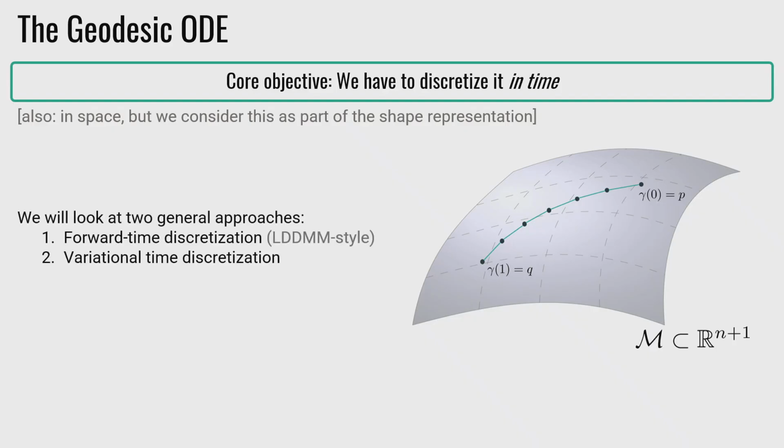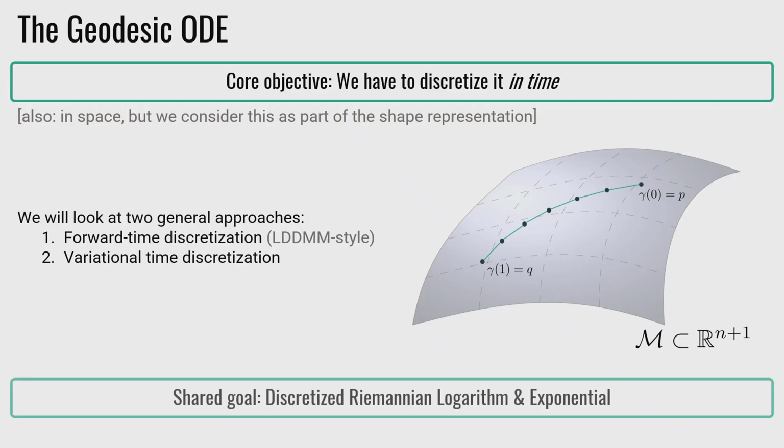And then we will look at two approaches to do this. There are two different schools, I would say. One is what I call forward time discretization, or LDDMM style methods. LDDMM is a method that has been around for a while and is especially popular in France. And then the second one is variational time discretization, which is more the school that we are from, a bit newer approach, and they both have advantages and disadvantages. We will see this in a second, but I think these are the two major things we talk about.